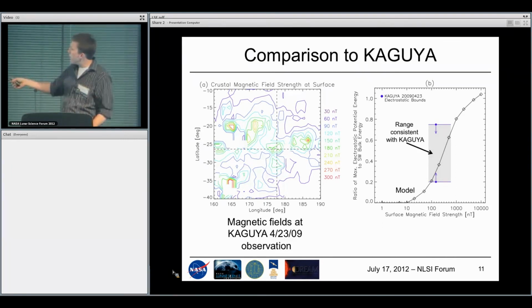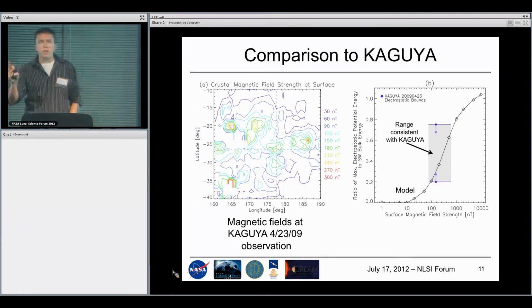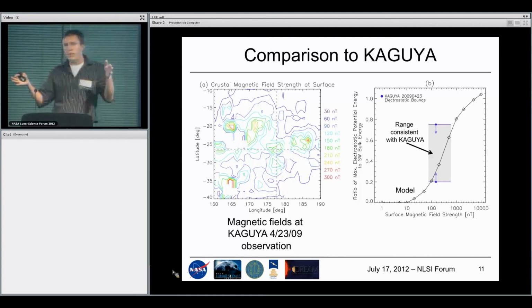This is the ratio of the max electrostatic potential energy, so how strong of an electric field are you building up, versus the solar wind bulk energy, just 1/2 mv squared of the incoming solar wind. I can peg this to the magnetic field strength that was observed by Kaguya. We can put a lower limit and an upper limit. We don't actually know the exact value of the electrostatic potential that Kaguya measured because it didn't measure at 100 meters above the surface. It flew over and kind of caught the tail of the potential.